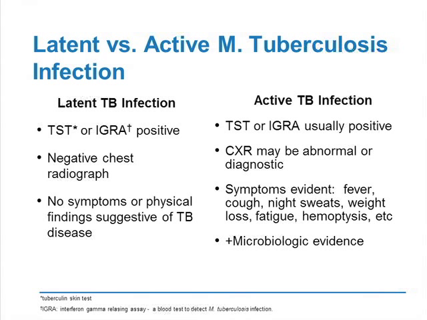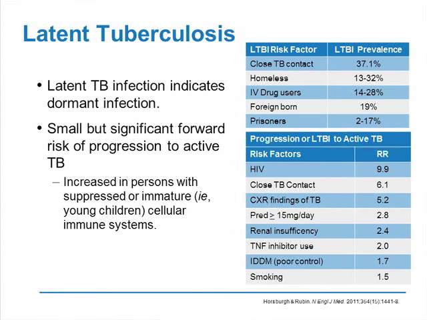Latent infection would be defined as someone who has a positive test for TB, and we'll get into what those are in a minute. But that would also include patients who have no signs and symptoms and a negative chest X-ray. The identification of latent TB infection indicates a dormant infection, but the identification of such latency or sensitivity to the tuberculosis bug indicates that there is a significant but small risk going forward of developing active TB.